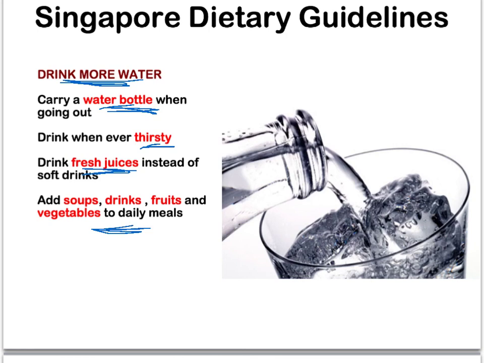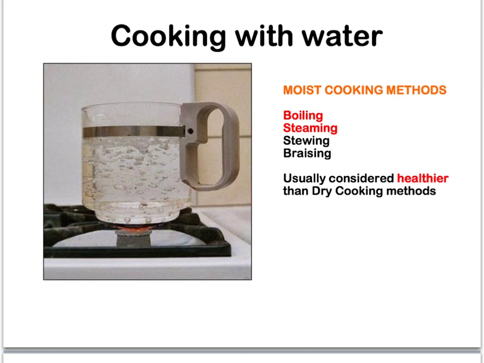Now this is very important, especially in Singapore, because if you connect to your geography, we are located near the equator. So we are under the tropical belt, so our country is very, very hot, and we are very susceptible to suffering heat stroke easily if we don't take good care of ourselves. Some methods of cooking with water are boiling, steaming, stewing, braising. These are usually considered healthier than dry cooking methods, especially boiling and steaming. Please read them up in the chapters, for methods of cooking.